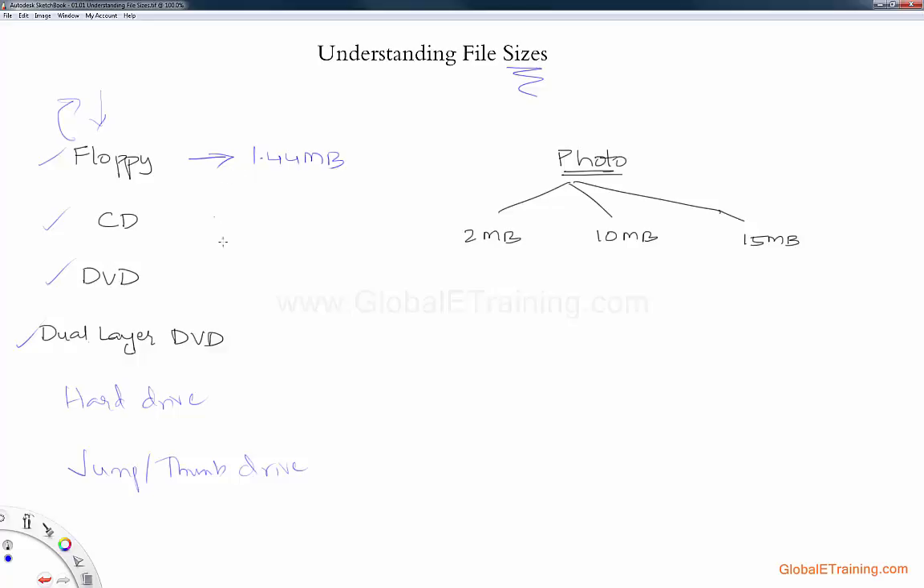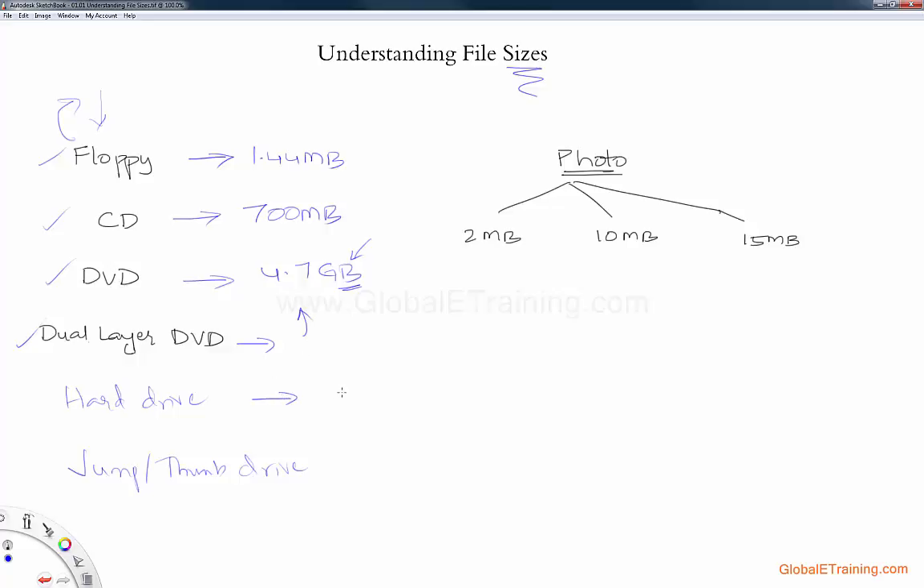Yes, people were using them. A CD is 700 MB in size. A DVD is 4.7 GB. Look here, a different unit. Dual layer is twice this because it has twice the capacity.